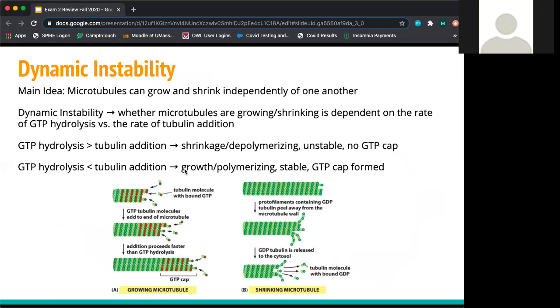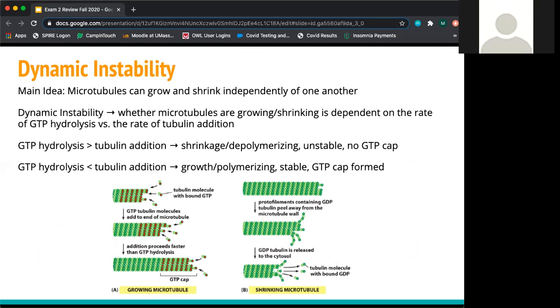All right, now we're going to talk about dynamic instability. So dynamic instability, the main idea is that microtubules grow and shrink independently of one another, and it's all happening at the same time. So whether or not they're growing or shrinking depends on the rate of GTP hydrolysis and the rate of tubulin addition.